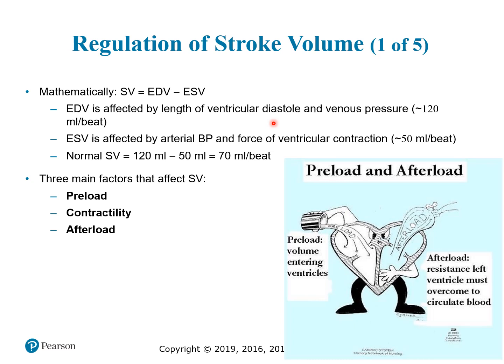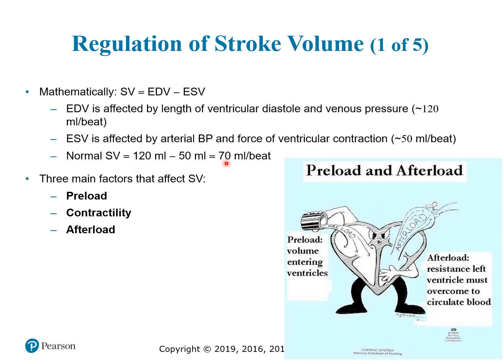What does that mean? The longer the ventricular diastole, the more time the ventricle gets to fill up, the more the EDV will be. And the venous pressure, the more the venous pressure, the more venous return there is, and it will increase the end diastolic volume. And then end systolic volume is affected by the arterial blood pressure and the force of the ventricular contraction. What does that mean?